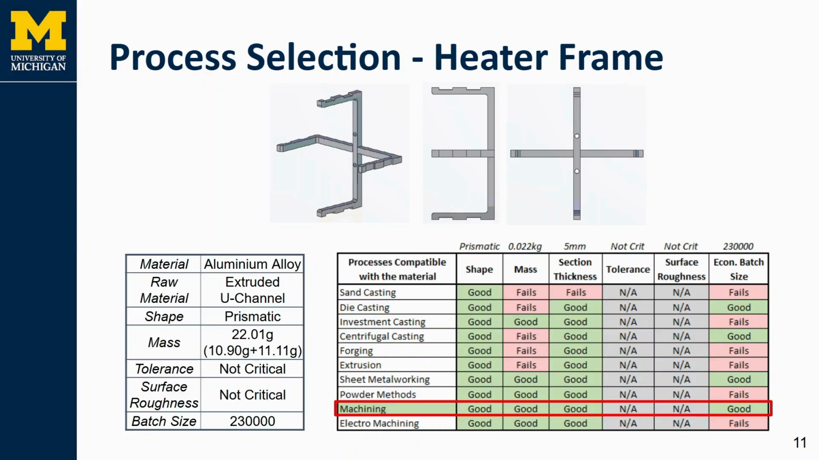The material we chose for our heater frame was the aluminum alloy. Since the frame will only hold a heating element, we decided to determine both tolerances and the surface roughness as non-critical. We evaluated several manufacturing processes, and out of all of them, machining and sheet working stood out as the most suitable options. But because of the shape of the material, we decided to go with machining as it meets our performance and dimensional requirements.